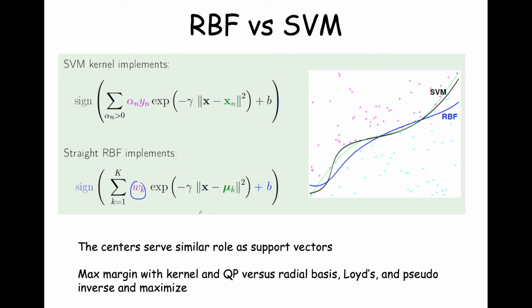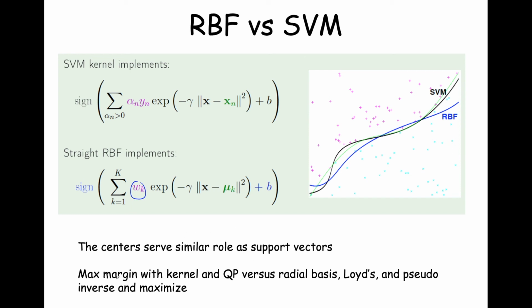And so in essence, the centers, our mu's, in the radial basis function classification implementation serve a similar role, not the same, but similar role as support vectors. And the role that they serve is as a representative of your data set. In the case of the support vector machine, these xn, the support vectors, are representatives of your decision boundary. And so essentially, they're similar to one another.